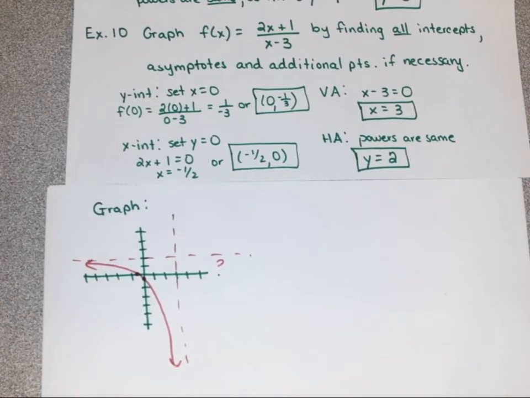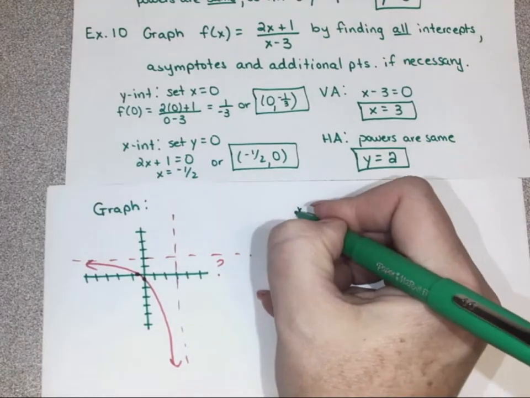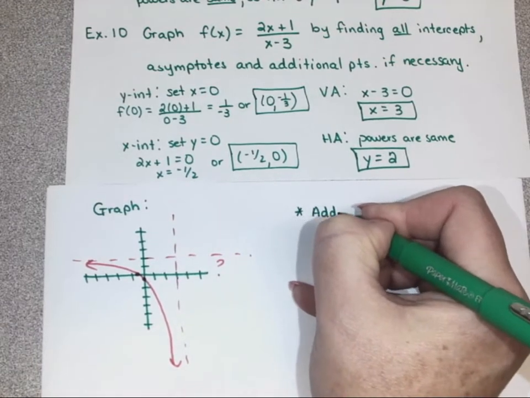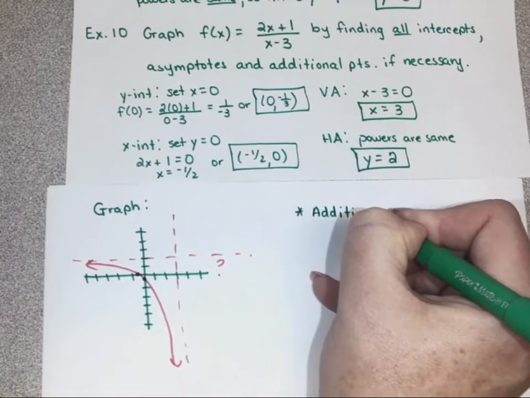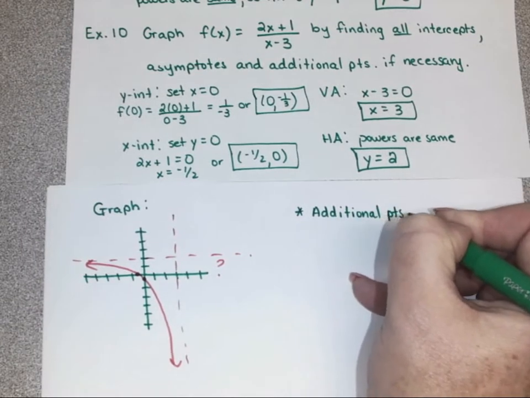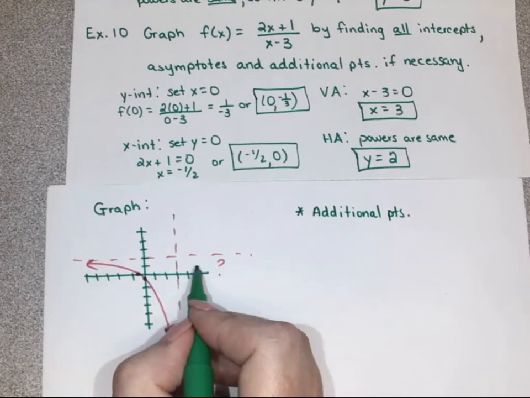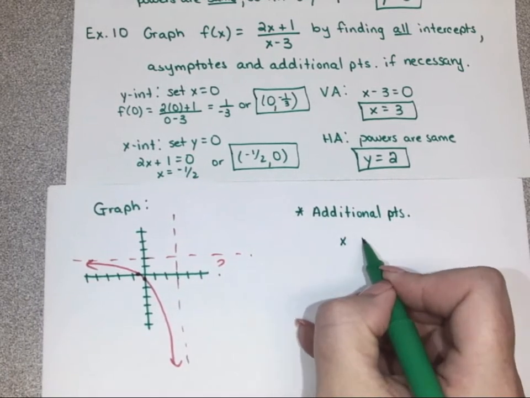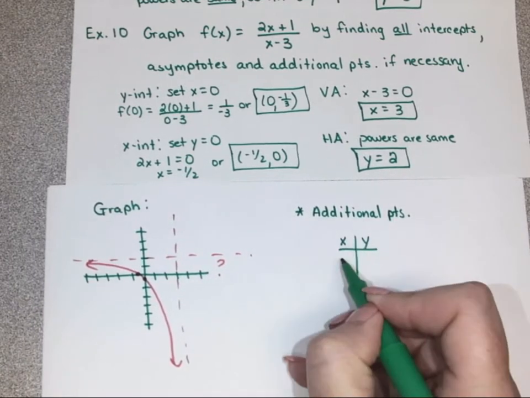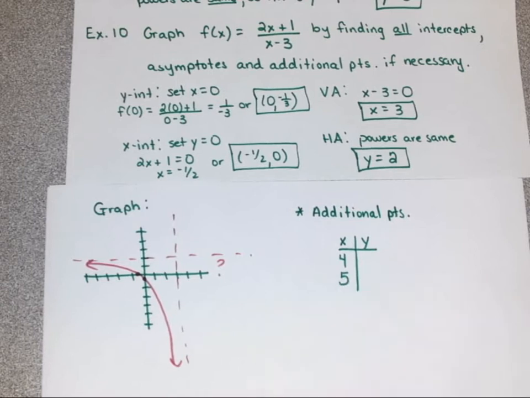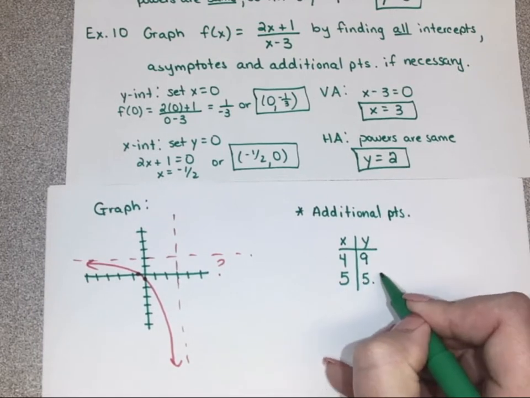Which additional points did y'all end up picking? You can pick anything you want as long as it's to which direction? Which direction should you probably be going with the points you choose? Something over here to the right. So I would probably choose 4 and 5 because they are literally the first two things I see to the right. And then how do you get the answers? Plug them in. You should have gotten 9 here, and you should have gotten 5.5 here.